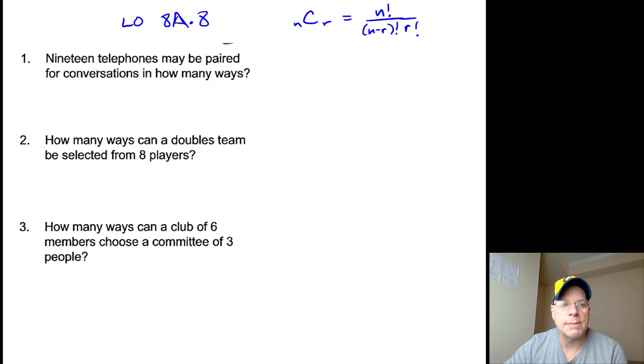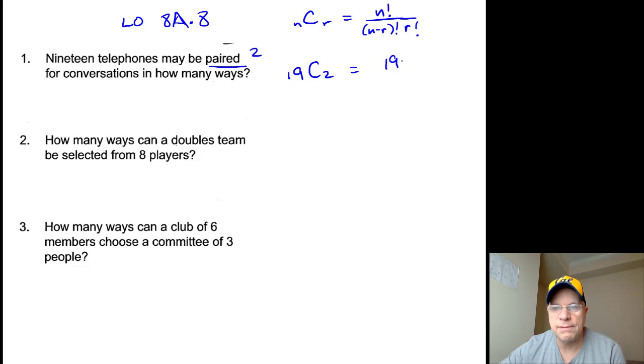19 telephones may be paired. Paired means 2 at a time, for conversations in how many ways? This is very much like a problem we did on the notes. In other words, if you pair telephone A and B, then A and B are paired. You don't have to count BA. BA is the same as AB, and that's why in this case it's a combination, because the order of pairing does not matter. It's the pairing of 19 phones taken 2 at a time.